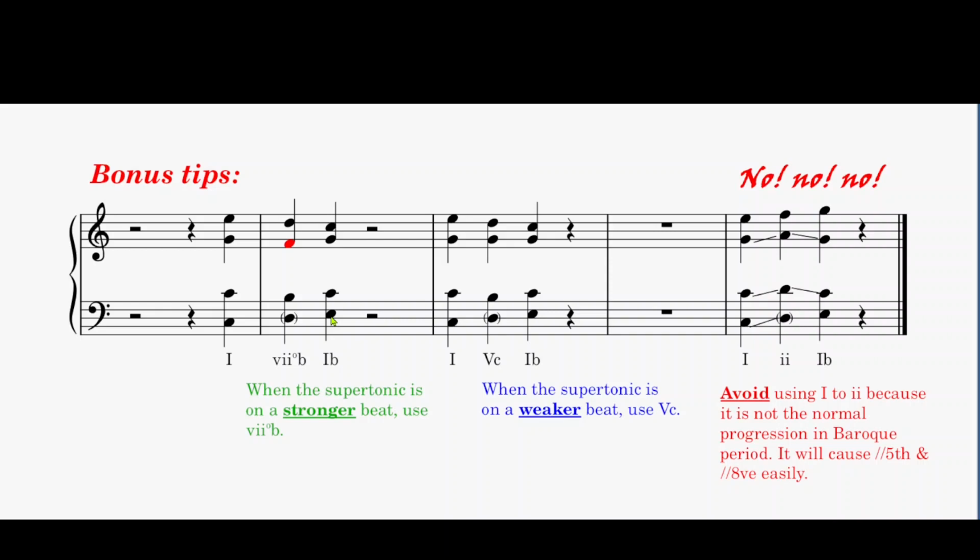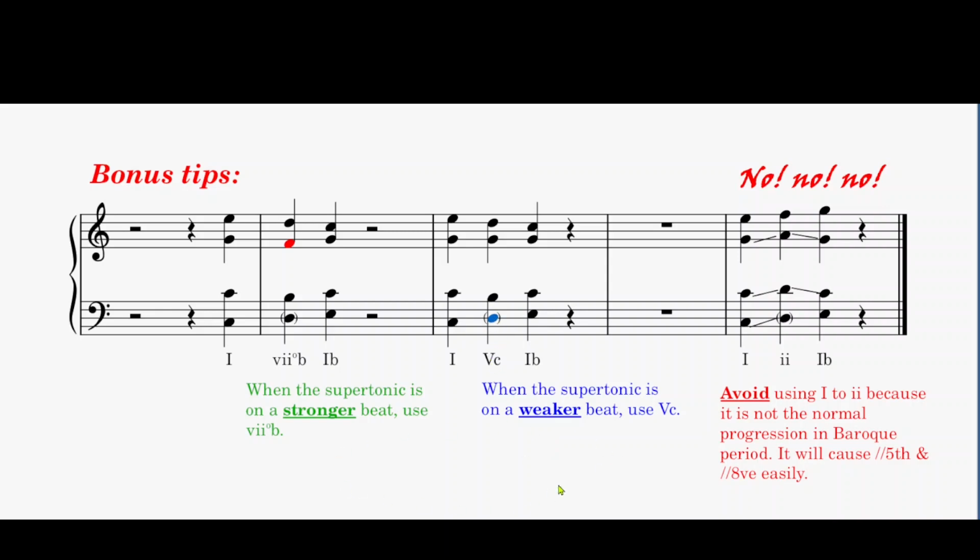Here I'm going to give you some bonus tips. Students may ask, when can we use 7B or when can we use 5C? The answer is, when the supertonic is on a stronger beat, we use 7B, like this. This supertonic note is on the stronger beat. But this one is on the second beat of a 4/4 time, so it's a weaker beat. When it is on the second beat, we will use a 5C.